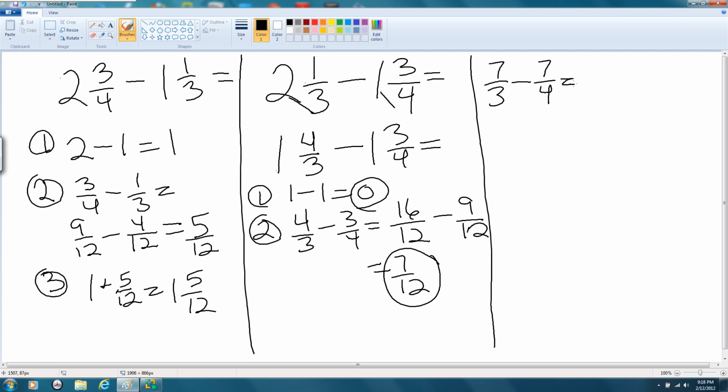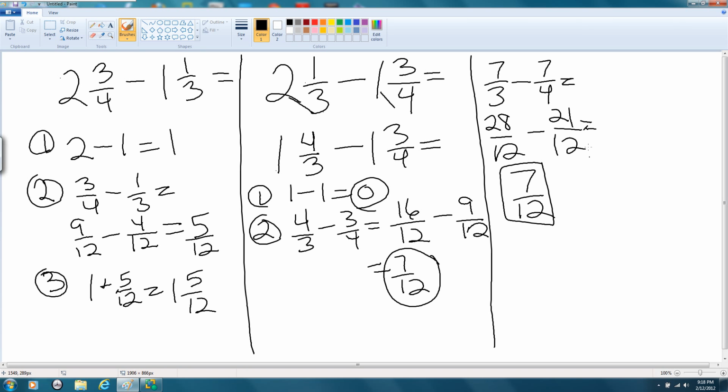We're going to convert these both to 12ths, which is the LCD here. This is going to be multiply top and bottom of 7/3 by 4, and we're going to get 28 twelfths. And multiply top and bottom of 7/4 by 3 to get twelfths. So we get 21 twelfths. And we're going to end up getting 7 twelfths. Since those are pretty small numbers, that's probably the easiest way to have done that one.